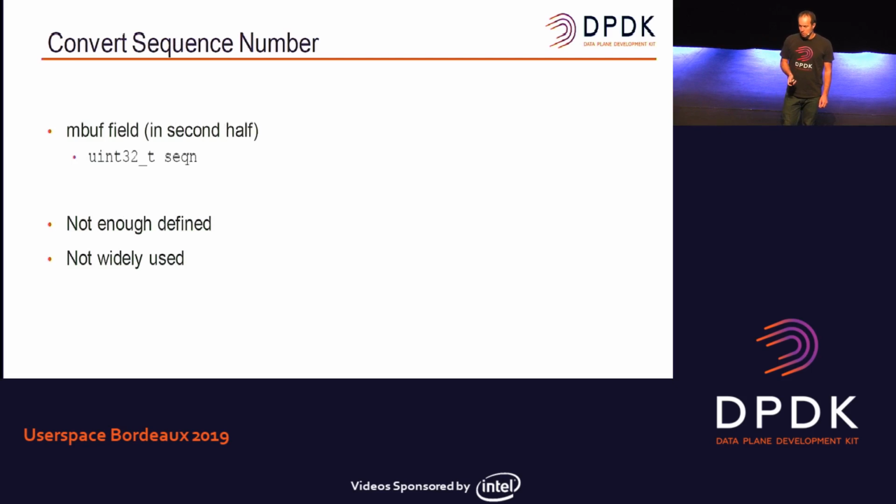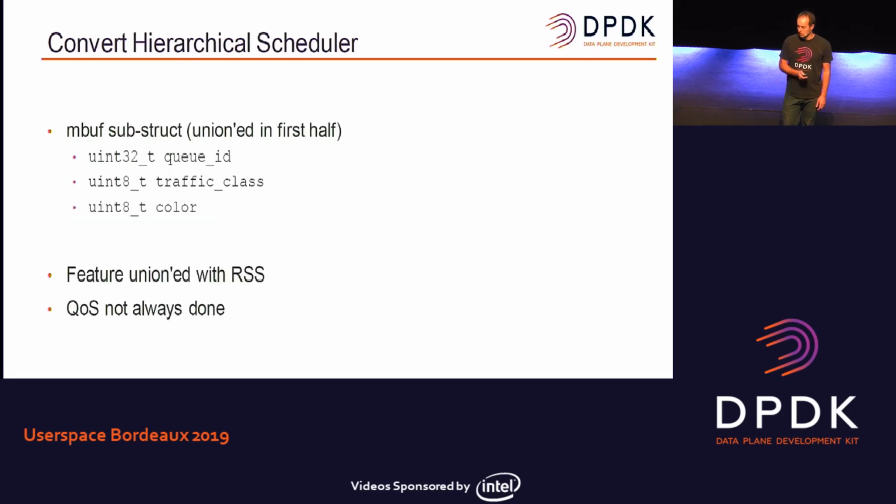There is a sequence number. Is TCP sequence number, IPsec, I don't know. It's not really well defined. It is used for reordering packets, of course. Who is using it? Not sure. We need to discuss. There is something about QoS, hierarchical scheduler.